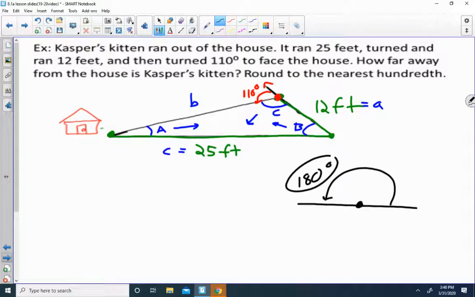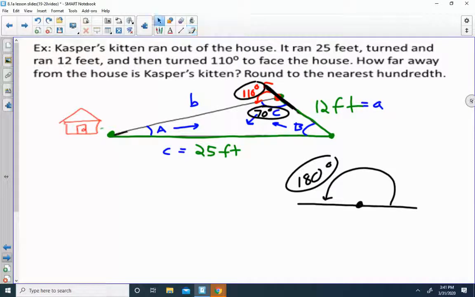Now take a look at this. Take a look at these two angles I've drawn here. And they come to a straight line. So if this is 110 degrees, whatever this angle is has to add to give a straight line of 180. So in other words, our C has to be 70 degrees. That's a big help right there, that we have an angle.